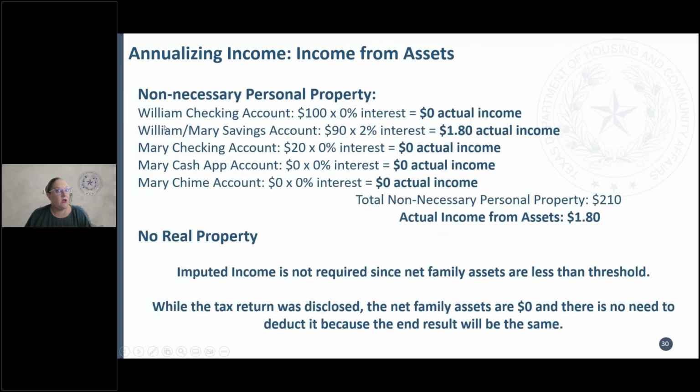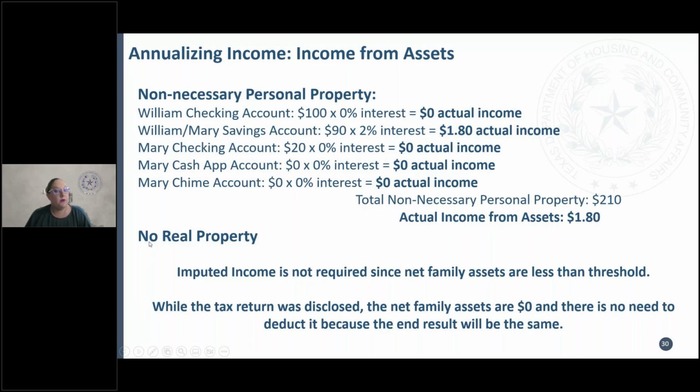We had William's checking account with $100 in it, no interest, so no actual income. We had their joint savings account with $90 in it and 2% interest for an actual income of $1.80. Then we had Mary's checking account of $20 with zero interest for no actual income. And then Cash App and Chime accounts that were zero balances and zero interest, so no actual income from those. Total non-necessary personal property is $210. Actual income from assets is $1.80, and that will be included in the household's total income.